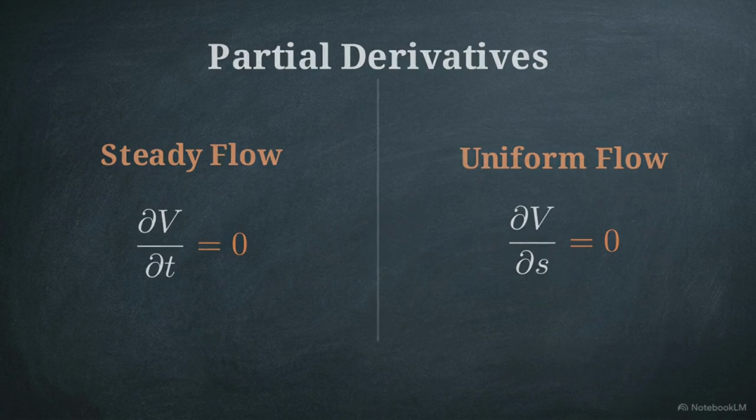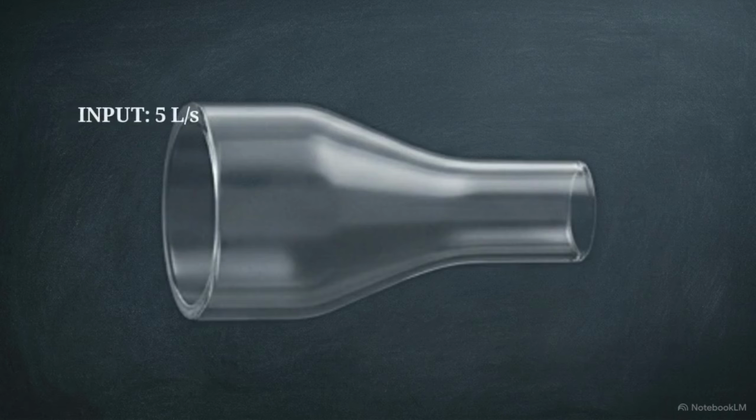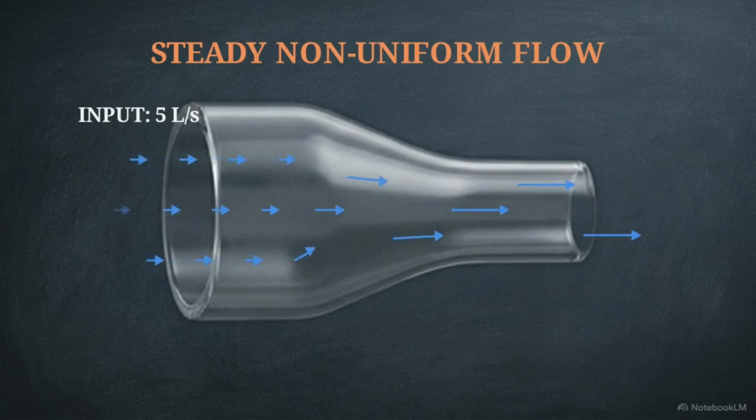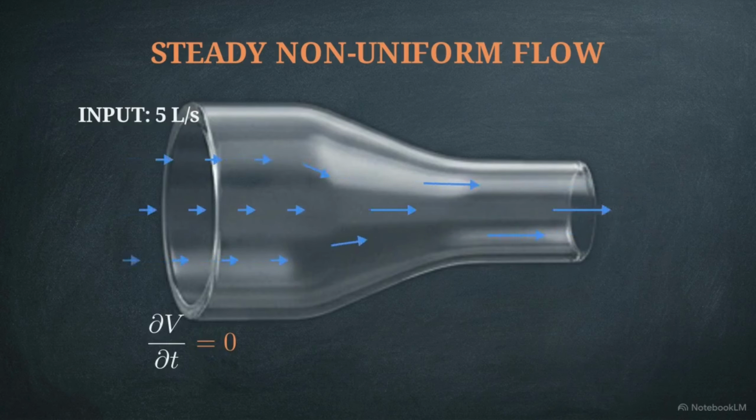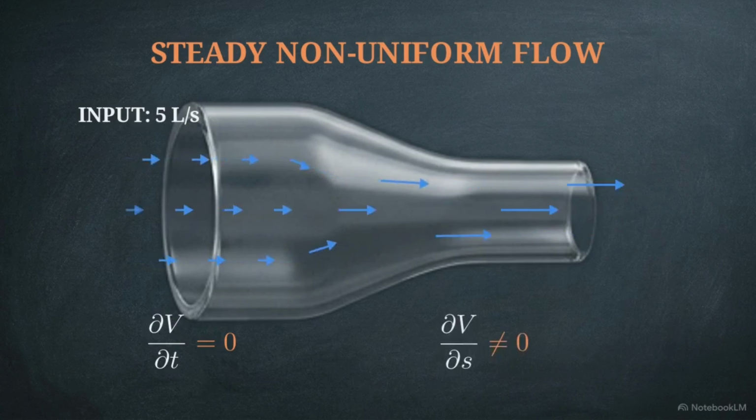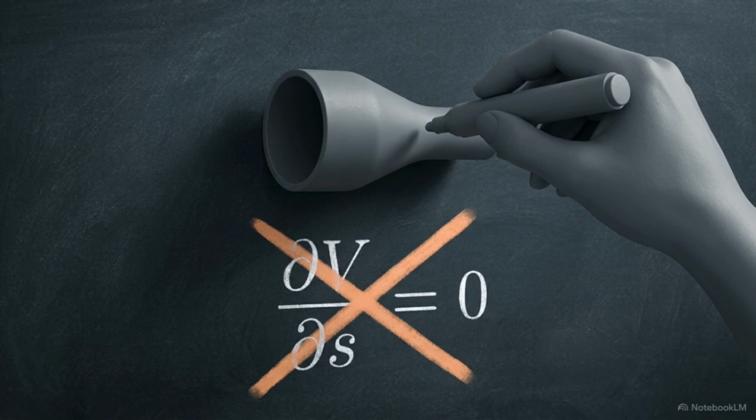Let's apply these rules. Imagine water flowing through a narrowing pipe at a constant rate of 5 liters per second. How would you classify it? It's steady, non-uniform. Constant input means velocity over time is unchanged, but the narrowing pipe forces fluid acceleration across space. Relying on these derivative rules prevents design failures.